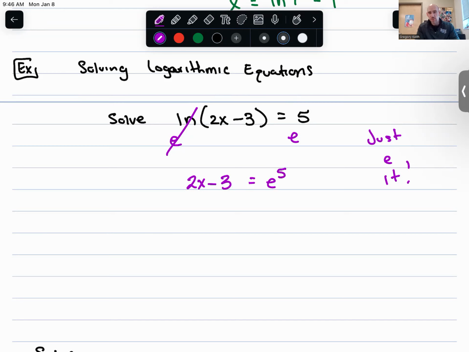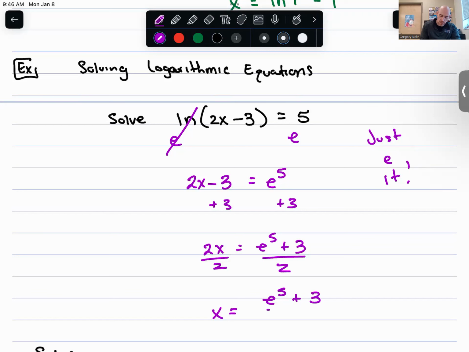With other logs, I tend to use another phrase, "swoop it." Since you don't really see the e, I just say "e it." It's easier. So then we're going to isolate that x. I'm going to add the 3 to the other side. 2x equals e to the 5th plus 3. And then divide everything by 2. And x equals e to the 5th plus 3 over 2. Now, again, totally fine answer. We're going to leave it just like that. And that's all there is to it. Let's try 2 more real quick.